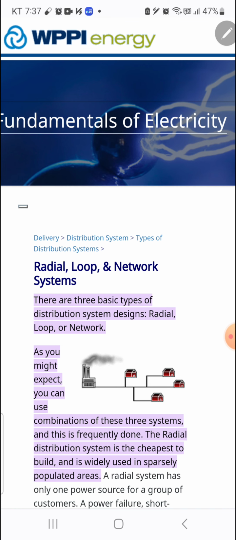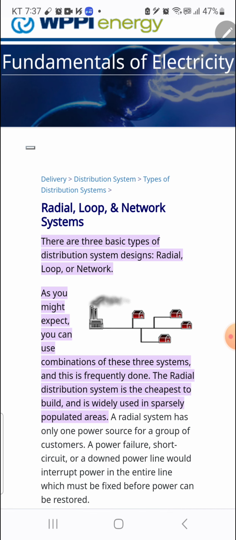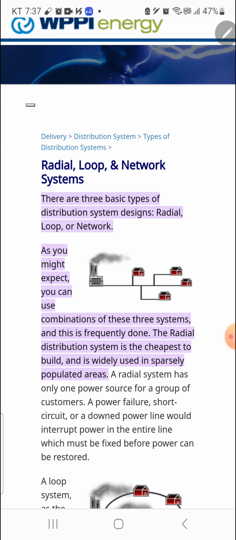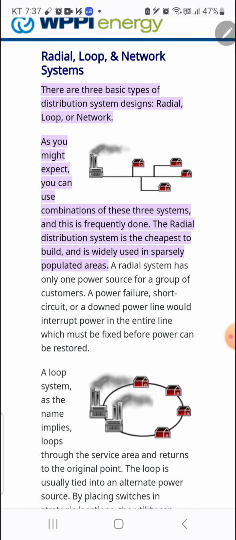Here we go. WPPI Energy, Fundamentals of Electricity Delivery. Distribution System Types: Radial, Loop, and Network Systems. There are three basic types of distribution system designs: radial, loop, or network. As you might expect, you can use combinations of these three systems, and this is frequently done.